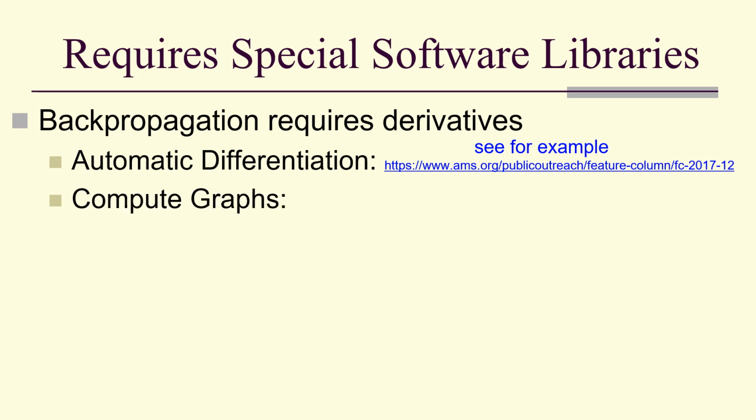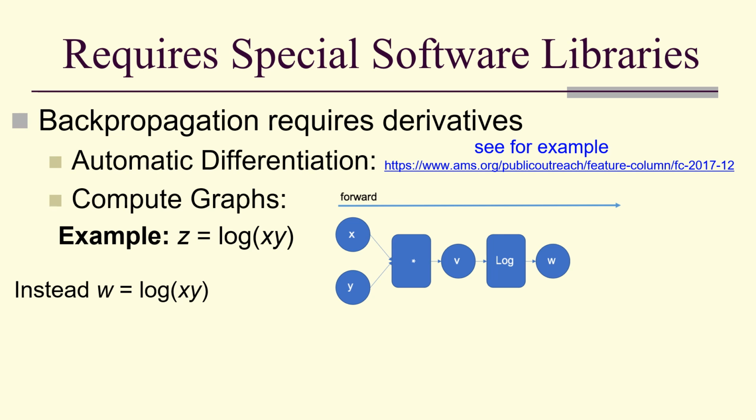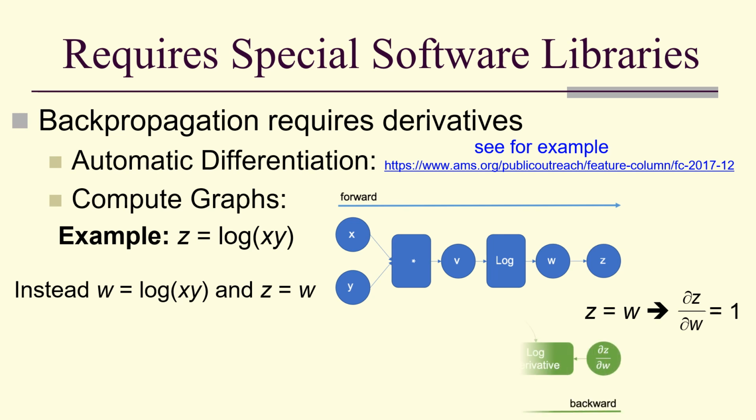But it also means that we get what are called compute graphs. For example, suppose we have z equals the log of xy. Well, I'm going to write w equals the log of xy. And notice I've got my forward direction, the x and the y are multiplied, and then that goes to some v that we take the logarithm of, and that gives us some w. And z is equal to w. But if z is equal to w, the derivative of z with respect to w is 1. So that doesn't contribute anything to the calculation of the derivative.